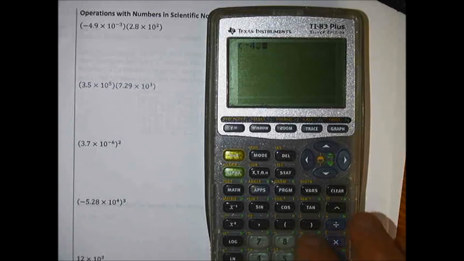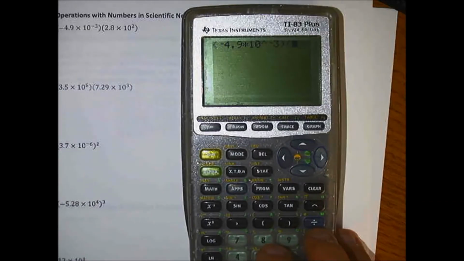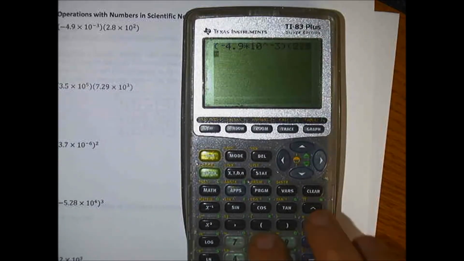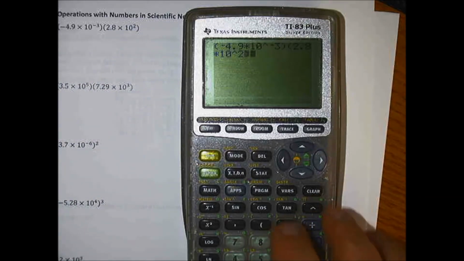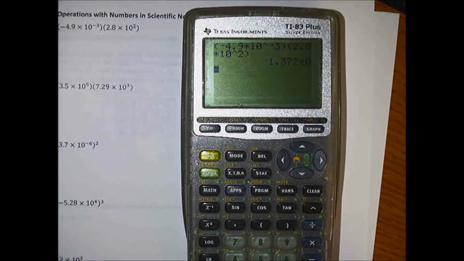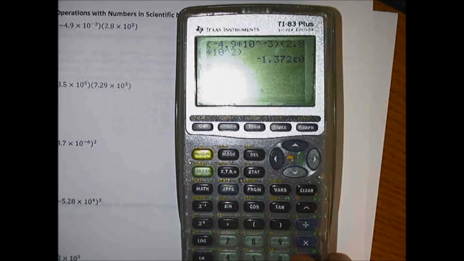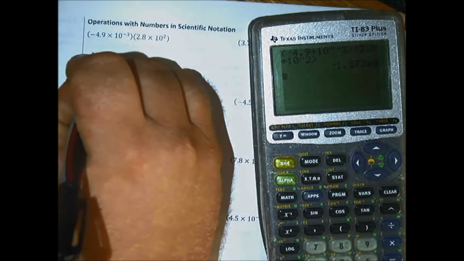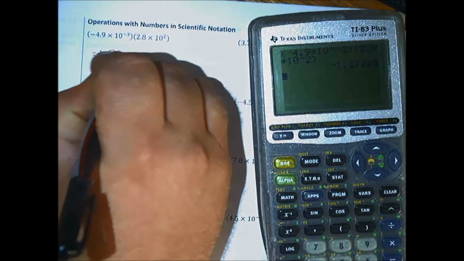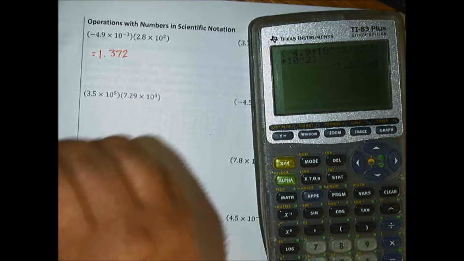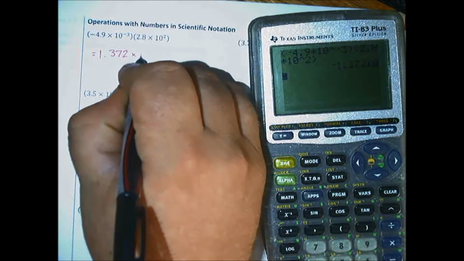Okay, so negative 4.9 times 10 to the negative 3. And I'm going to be multiplying that by 2.8 times 10 to the 2nd power. And once it's all said and done, it tells me 1.372 e to the 0. Yep, and that would be times 10 to the 0.